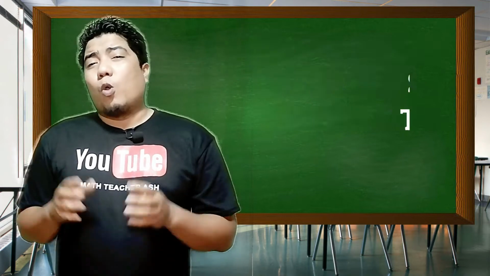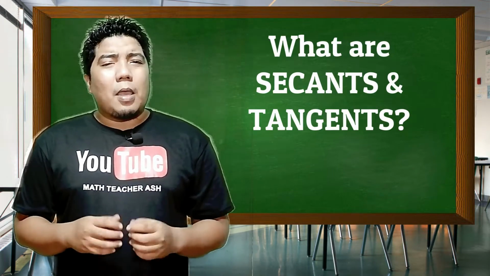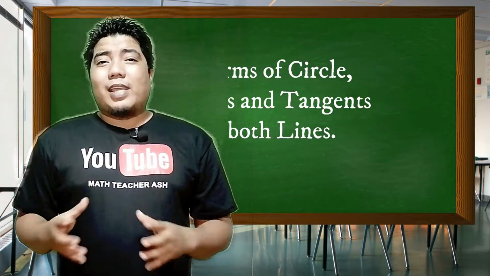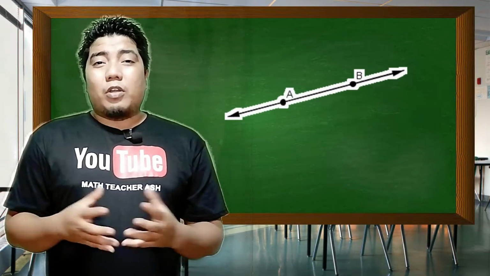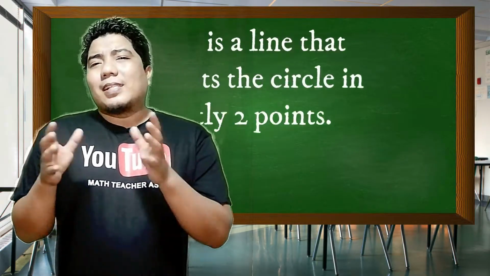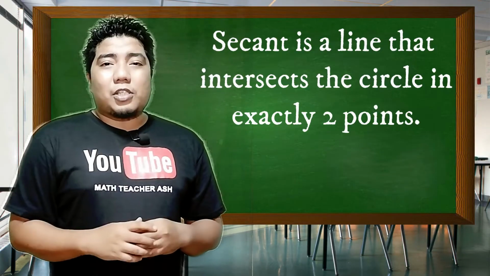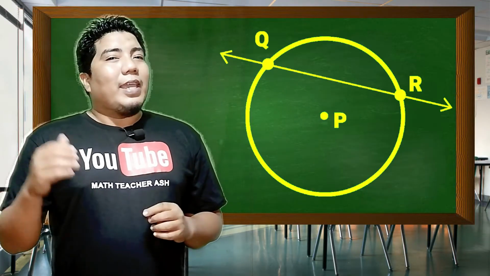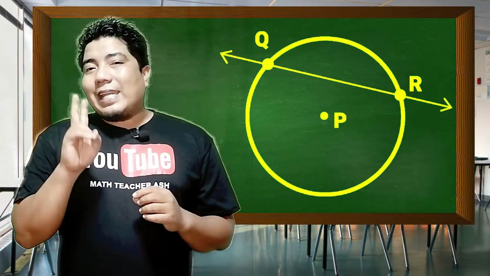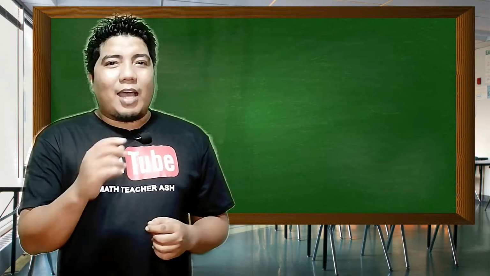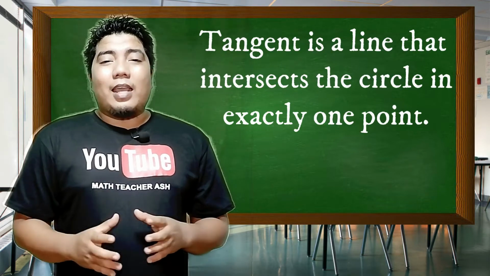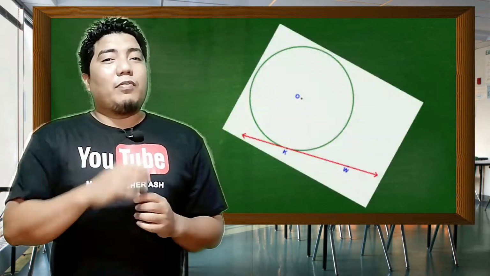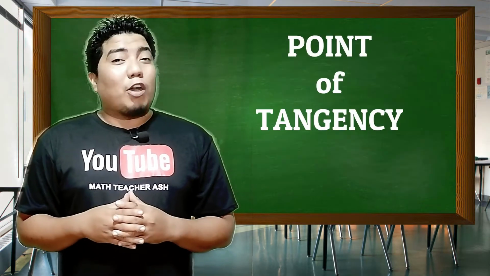The first question is, what is a secant and what is a tangent? Basically, secants and tangents in terms of a circle are both lines. When we say line, the end part of the figure is two arrows. Now, a secant is a line that touches the circle in exactly 2 points. Meaning that if this is your circle, then it intersects the circle in exactly 2 points. While, on the other hand, a tangent is a line that touches or intersects the circle in exactly 1 point. And that point of intersection is what we call the point of tangency.